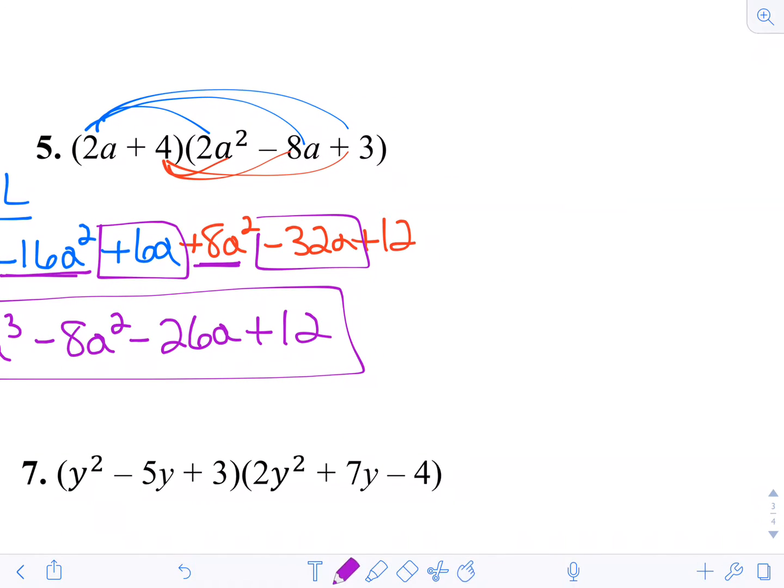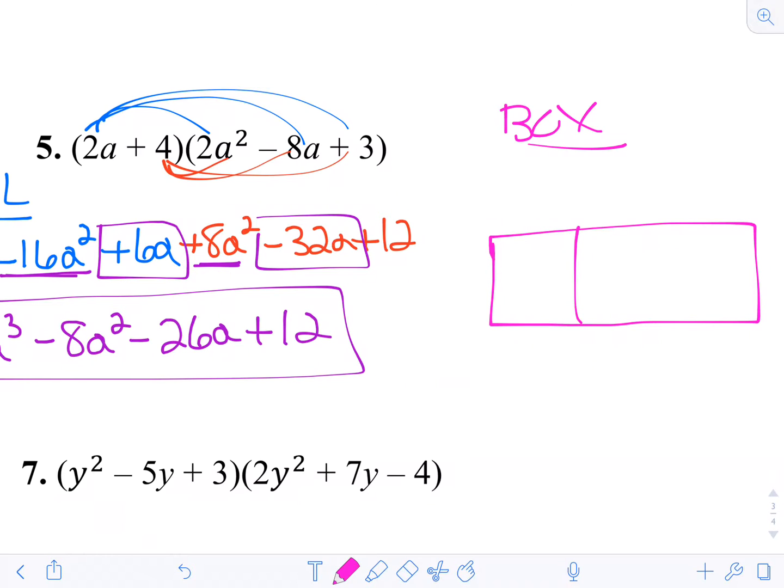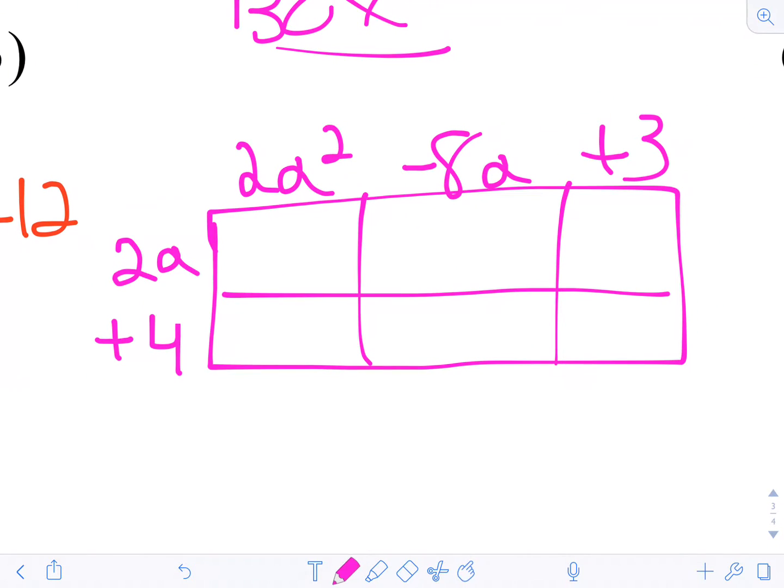Okay, if you choose to do the box method, you need a little bit longer box. So we have 2a plus 4, and we have 2a squared minus 8a plus 3. And so I'm going to go ahead and zoom in over here, and we're going to simplify.